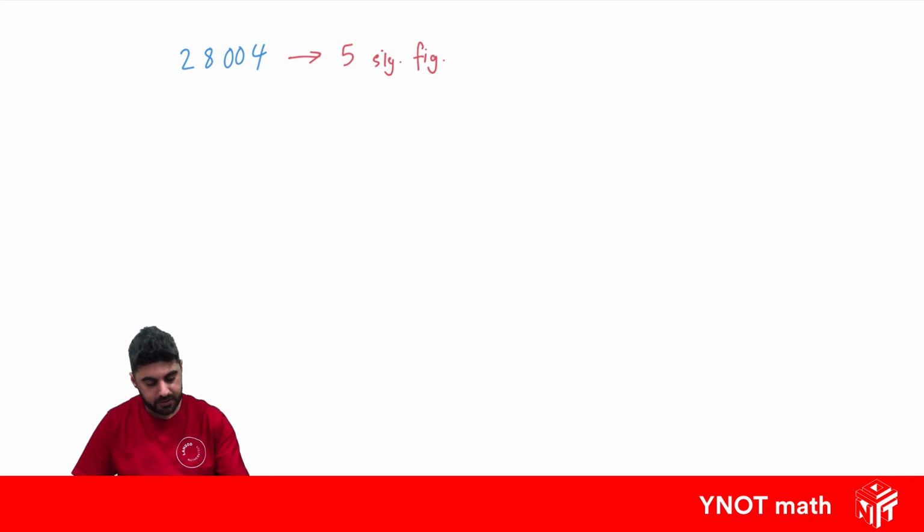What about 0.000023? Well, we're counting from our first non-zero. In this case, it's a 2, and we've got 2 digits that are non-zero after the first non-zero. So this one is 2 significant figures.